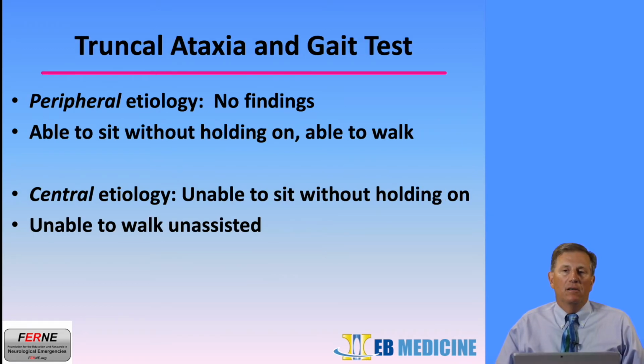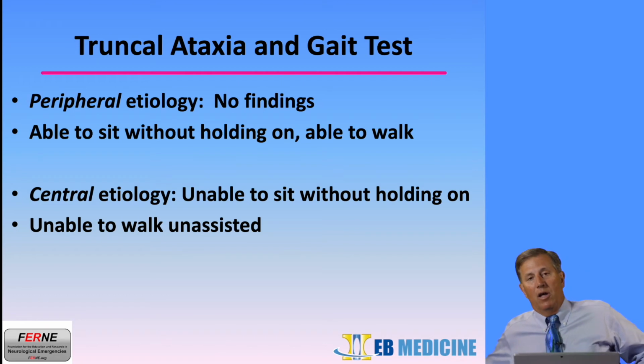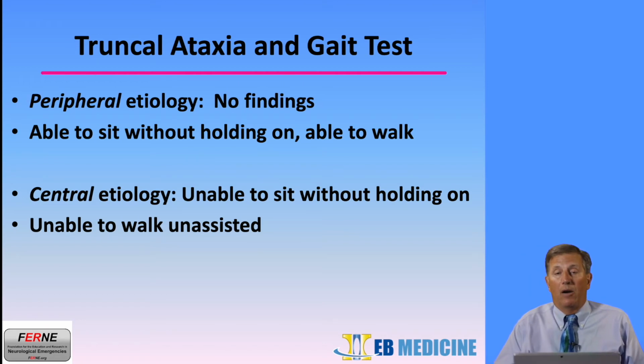The fifth and last posterior stroke finding, which must be included, really addresses truncal ataxia and the ability to have a normal non-ataxic gait. If it's a peripheral etiology to the dizziness, there should be no findings. The patient should be able to sit in the cart or chair without having to hold on, and should be able to walk without a wide base ataxic gait. A central etiology is suggested if the patient is unable to sit without holding on or unable to walk unassisted. That is to say, every dizzy patient has to be able to walk out of the emergency department. If they remain so dizzy that they have to be put in a wheelchair to get to their car because they can't walk, that patient needs to be admitted and observed for suspected central etiology or posterior circulation ischemia etiology of the dizziness.